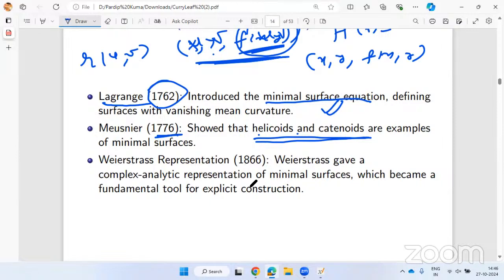No theory, no examples. But then Weierstrass's representation, which we are going to discuss today, related minimal surfaces with complex analysis. So I'm going to discuss a little bit, a touch of the Teichmüller theory with the minimal surface. But anyway, this was 1866, but no example.